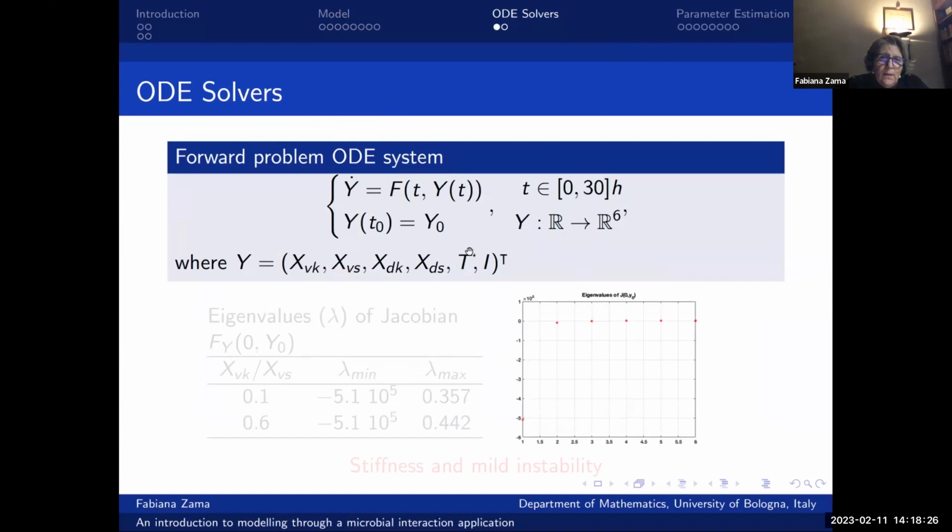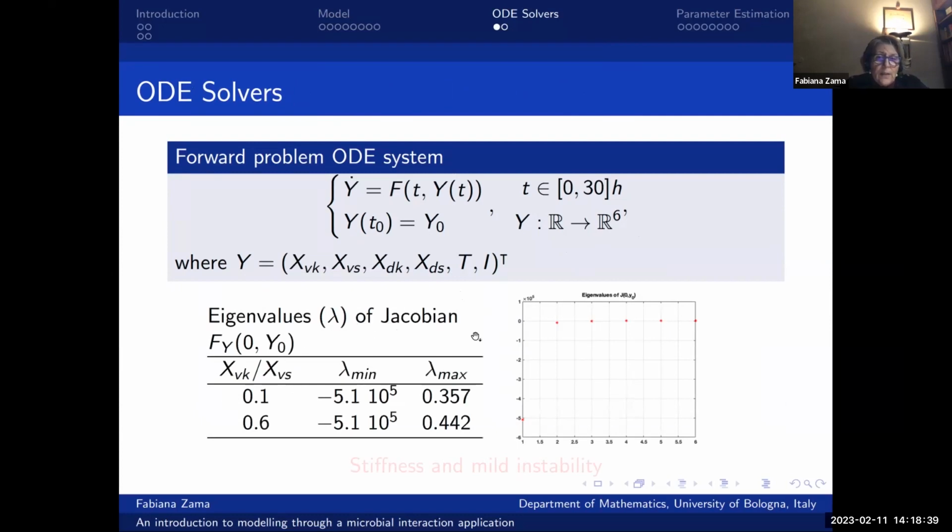And first of all, a very fast analysis of the linearized problem, just to see if the problem is stable and if it is stiff. What has been observed is that, evaluating the Jacobian at the starting point, we have a very small eigenvalue of the order of 10 to the 5, and it doesn't change if we change the initial conditions, and this gives us the idea that this problem is very stiff.